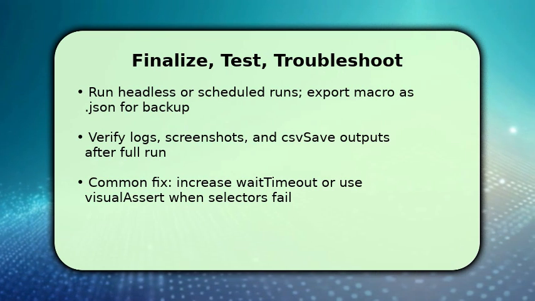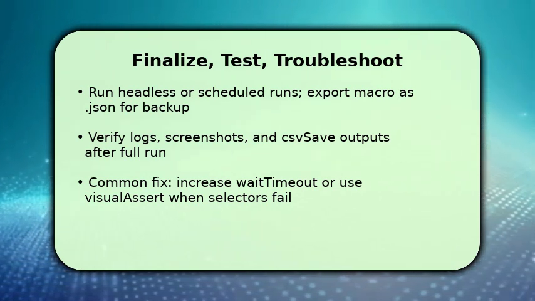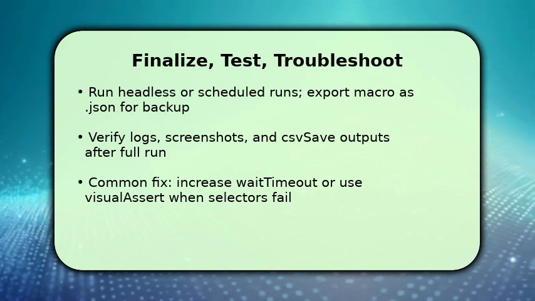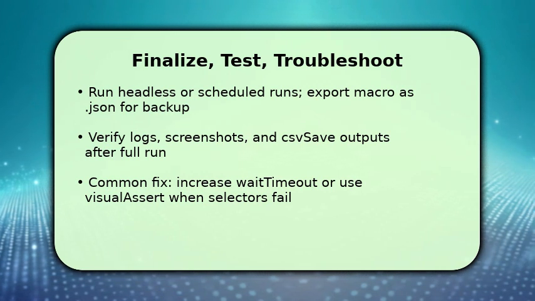If something goes wrong, first increase wait timeout and add explicit waits. If selectors still fail, switch to a visual assert or image search for that element. Rerun the failing case until stable.